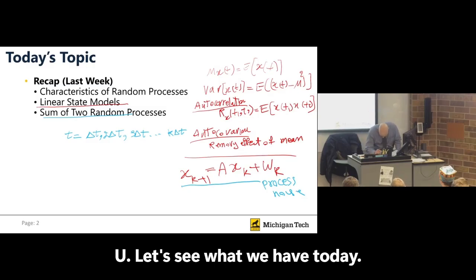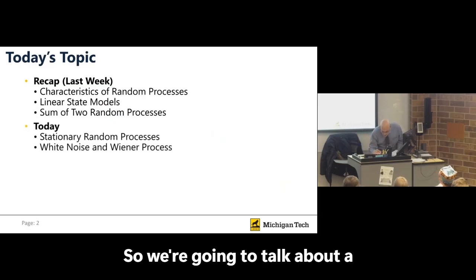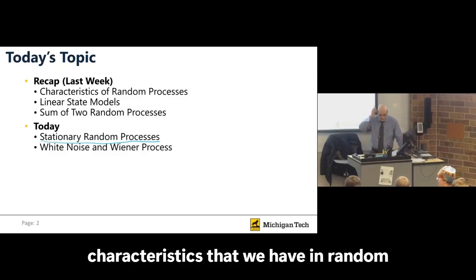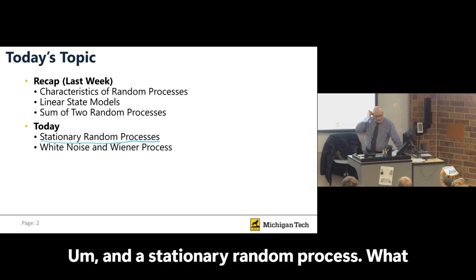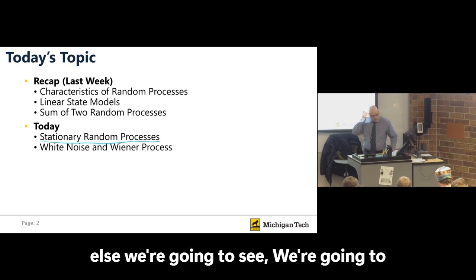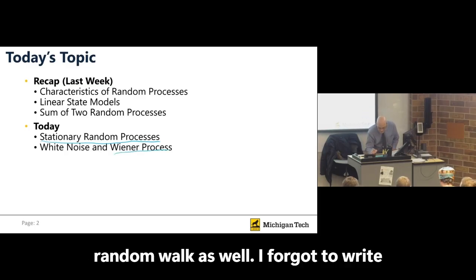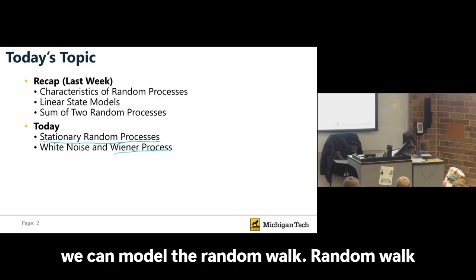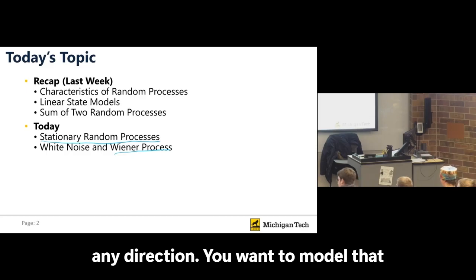Okay, so let's clean this up and see what we have today. We're going to talk about a stationary random process, a new characteristic that we have in random processes called stationarity. We're also going to see white noise, the Wiener process, and random walk. I forgot to write it here, but we're going to see how we can model a random walk. A random walk is like a drunk person walking in any direction, and we want to model that.